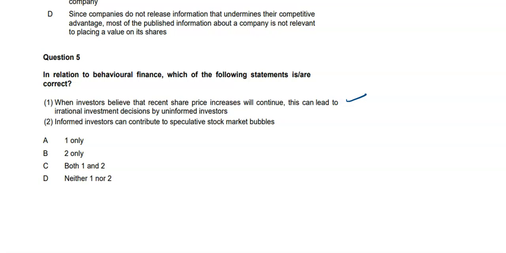Informed investors can contribute to speculative stock market bubbles. Yes, they can. Why? Because if prices are continuously increasing, informed investors will buy the stock in the hope that they can sell in future at a very high price. So that is also true. C is the answer.